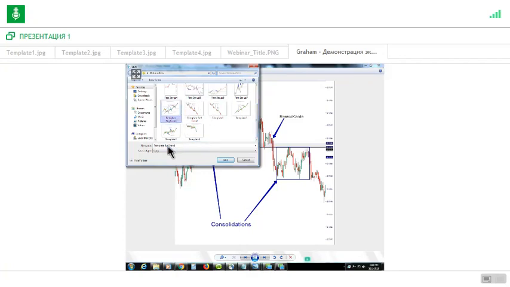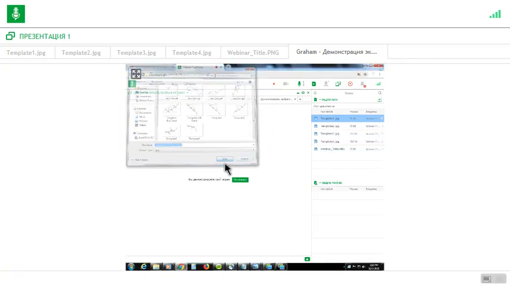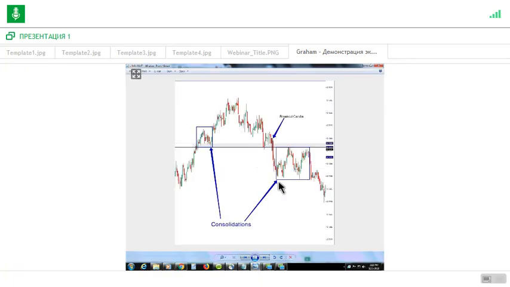I'll have all these things that I'm developing placed here so that you'll be able to download them. Sell trade.